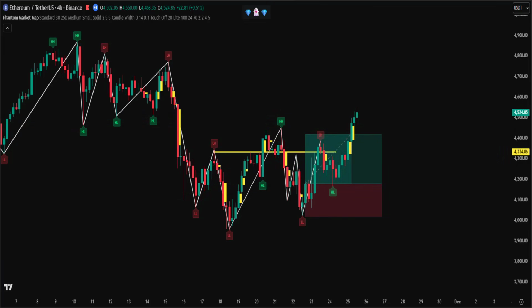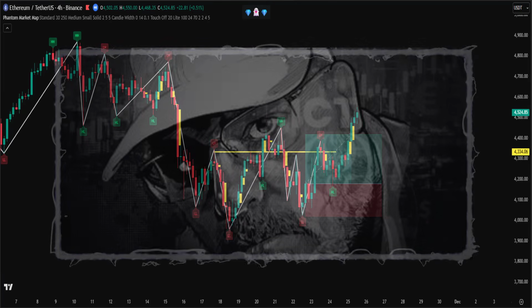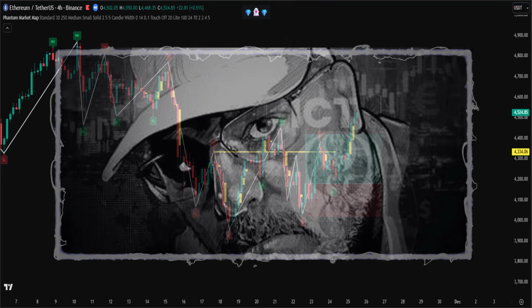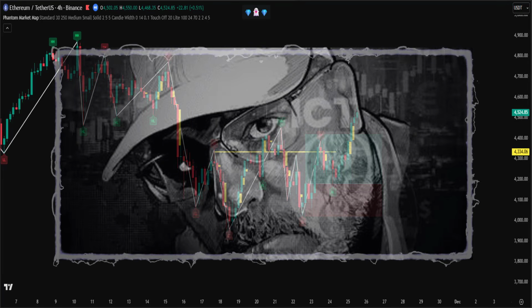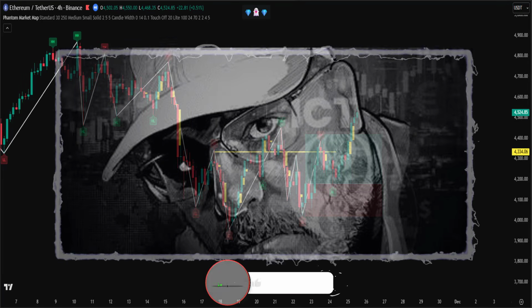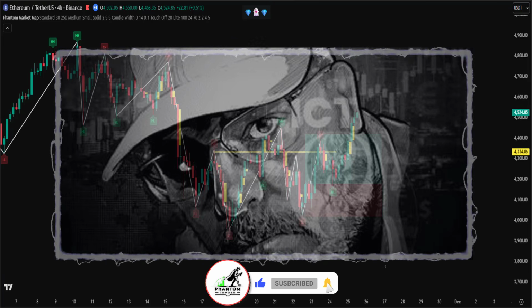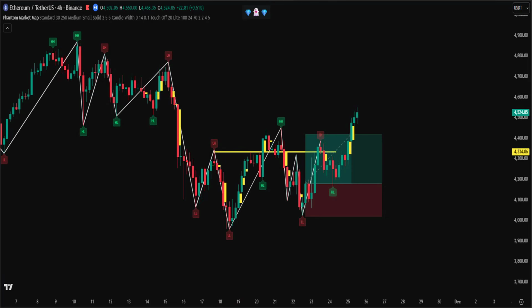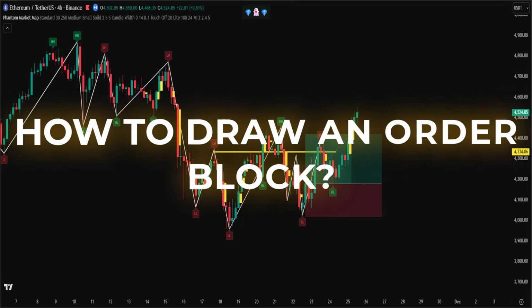These are special and powerful areas inside supply and demand zones. This concept became widely known through Michael Huddleston, who became famous for this style of analysis and for the way he interprets institutional behavior in the market. The question now is, how do we draw an order block zone? This is one of the most famous concepts within supply and demand. So let us find the order block zone in this example.